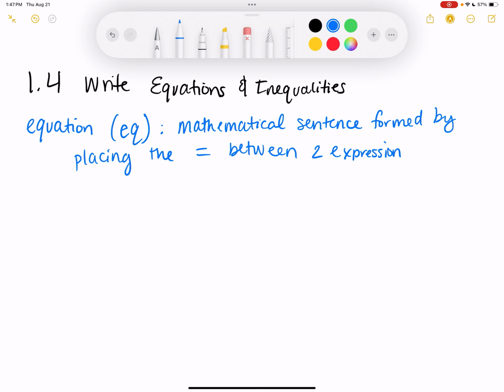It could just be something like what I said earlier, 4n plus 5 is equal to 9. So obviously just the number 9 isn't necessarily an expression in and of itself, but it could be like 4n plus 5 is equal to 2n minus 3 or something like that, right?